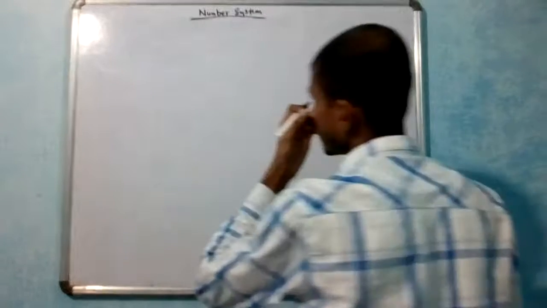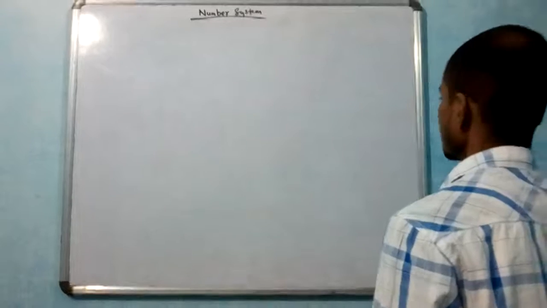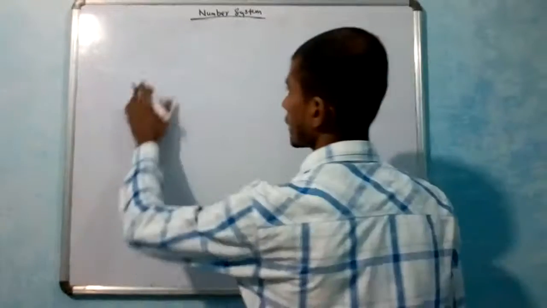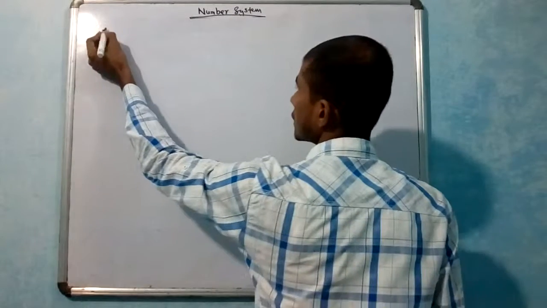Okay, so number system. Today we will see how to represent the rationals and the irrationals on the number line.